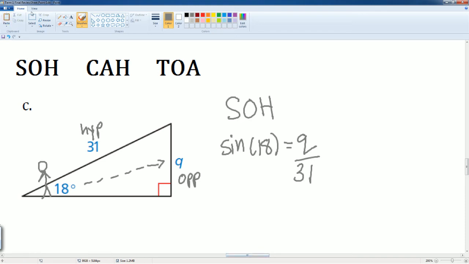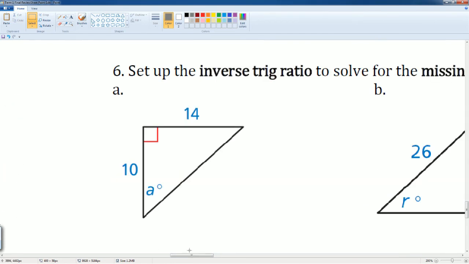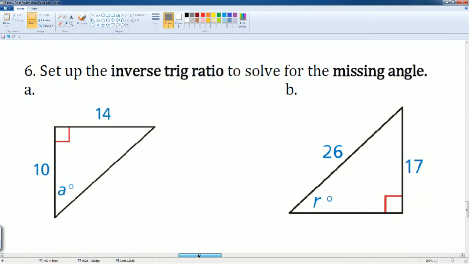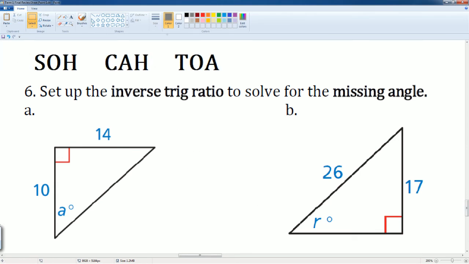Let's now bring this over because the next one asks us to set up the inverse trig ratio to solve for the missing angle. So we just set it up the same as before, but now we're going to do the inverse. Let me show you. We draw the guy as always. We saw 10 is our adjacent, that's our closest one. 14 is our opposite. So here we have opposite and adjacent, so this is our tan.